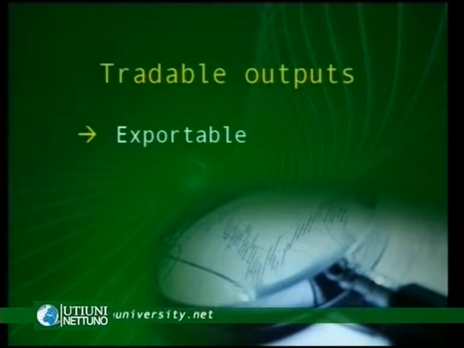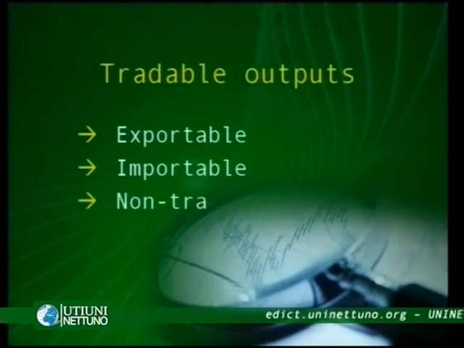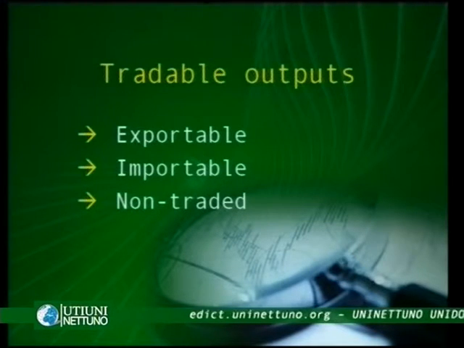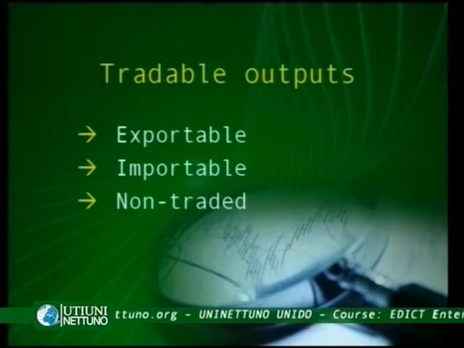So now let's pass from traded goods to tradable goods. In particular, let's initially focus on tradable outputs. Here we can recognize three types of tradable outputs: exportable goods, importable goods, and non-traded goods. So let's remember that these outputs are not traded in foreign markets because of restrictions imposed by government policies, but given their nature, they could be exported or imported.